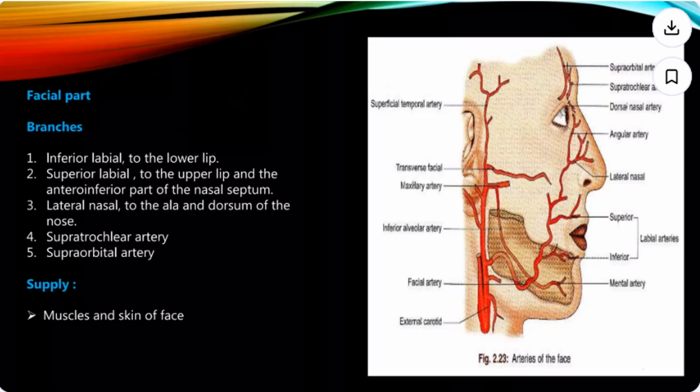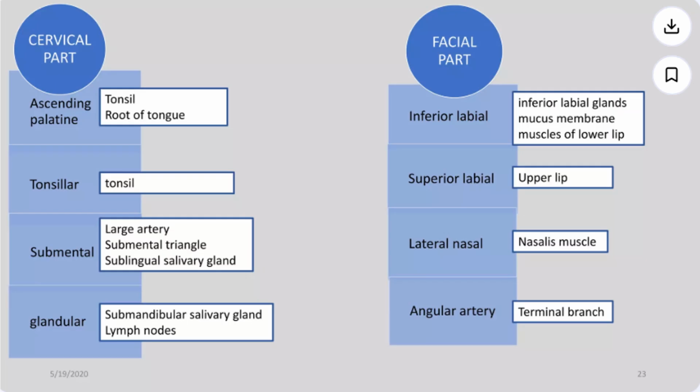Coming to the facial part, we have various branches. This is the facial artery, which is tortuous in its course, and its first branches are the inferior labial artery, the superior labial artery, and the lateral nasal artery. It again ascends, and the terminal branches give off the supratrochlear and the supraorbital branches. It supplies muscles and skin of the face.